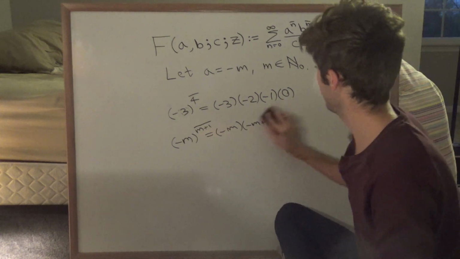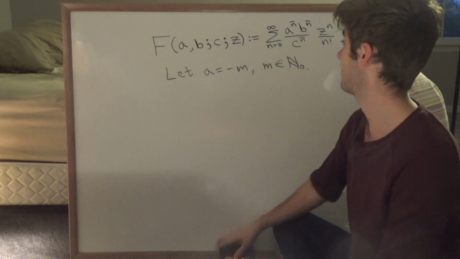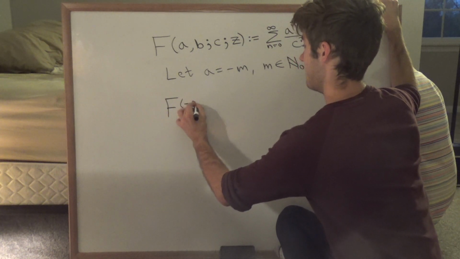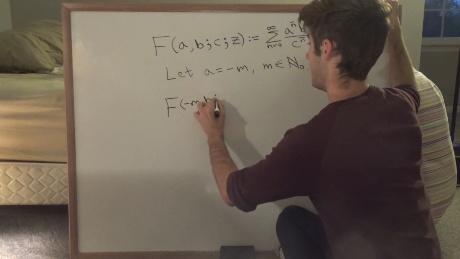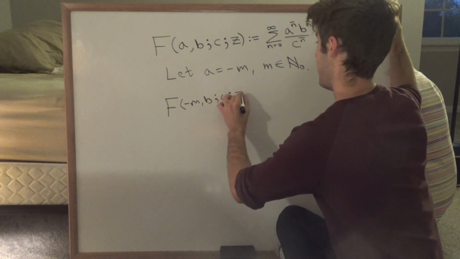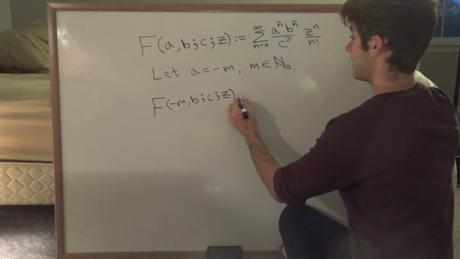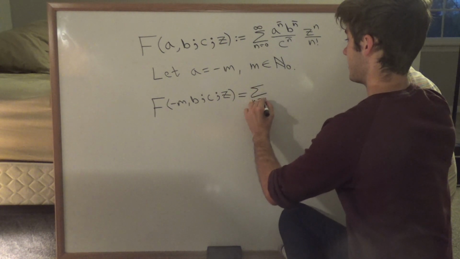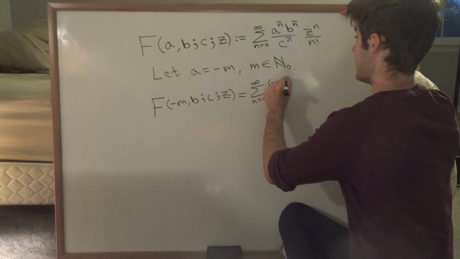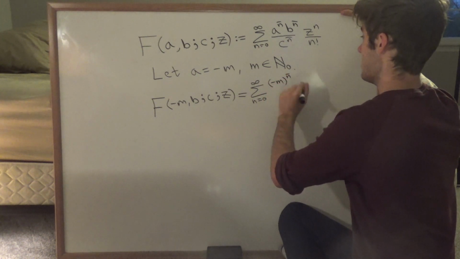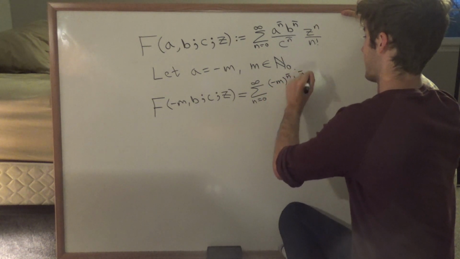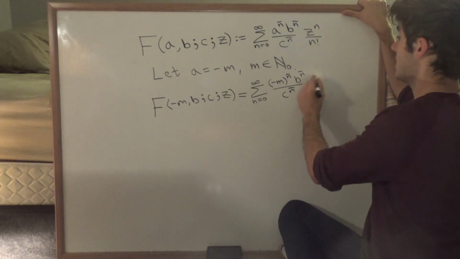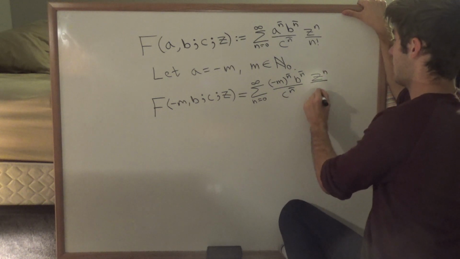So the point is that if we take f of negative m, comma b, semicolon c, and then the input z, what we end up with is the sum from n equals 0 to infinity of the nth rising factorial of negative m times the nth rising factorial of b divided by the nth rising factorial of c times z to the n over n factorial.